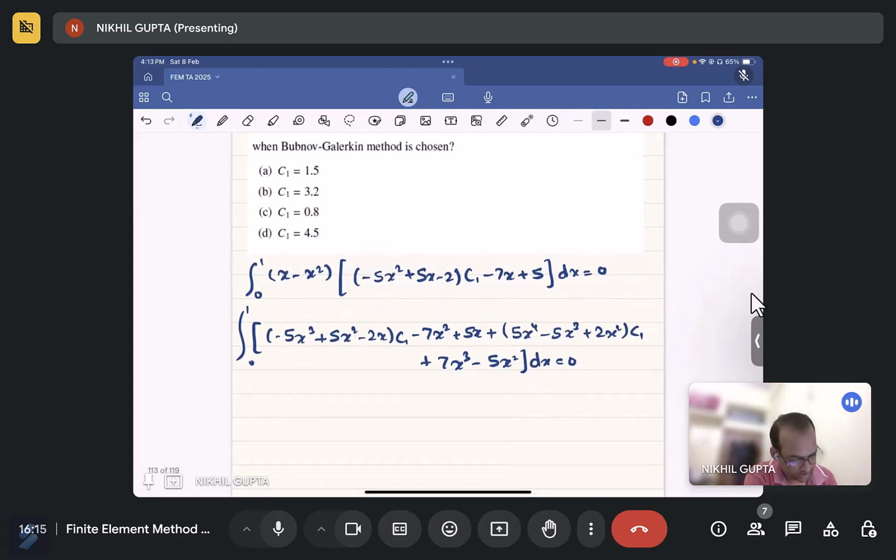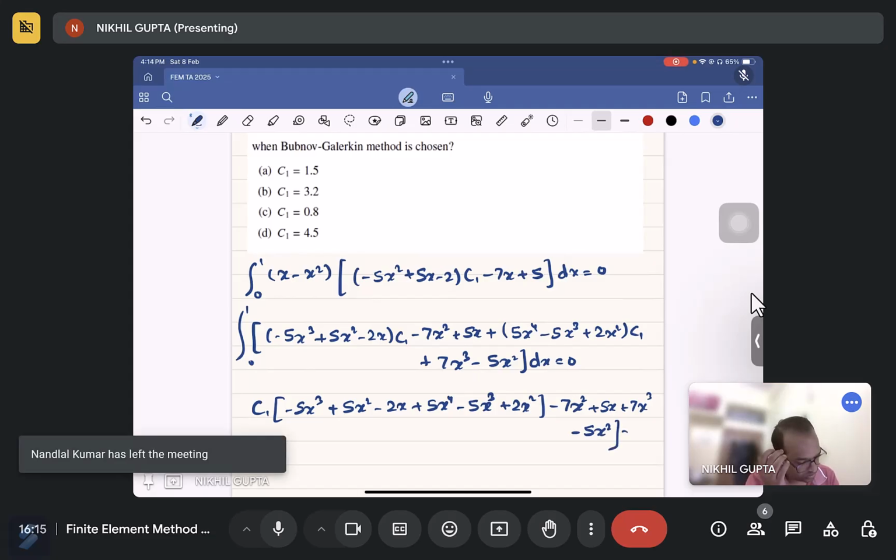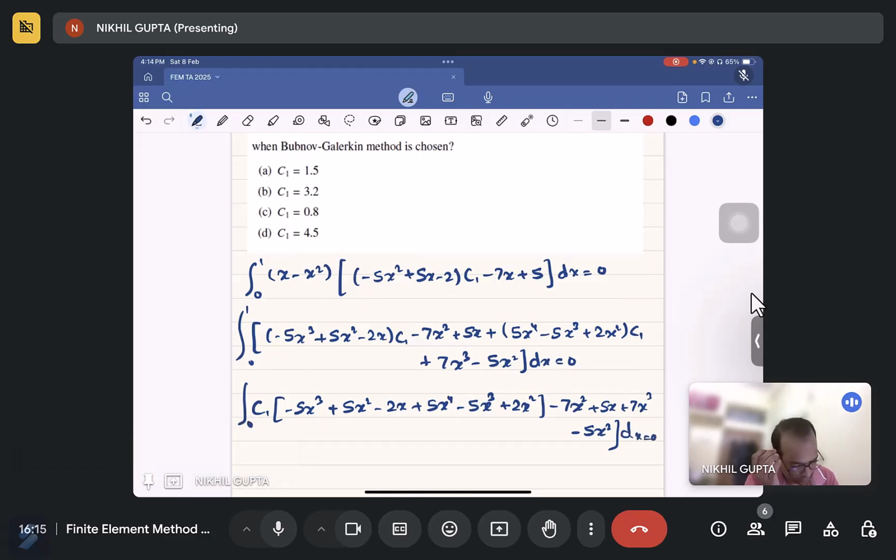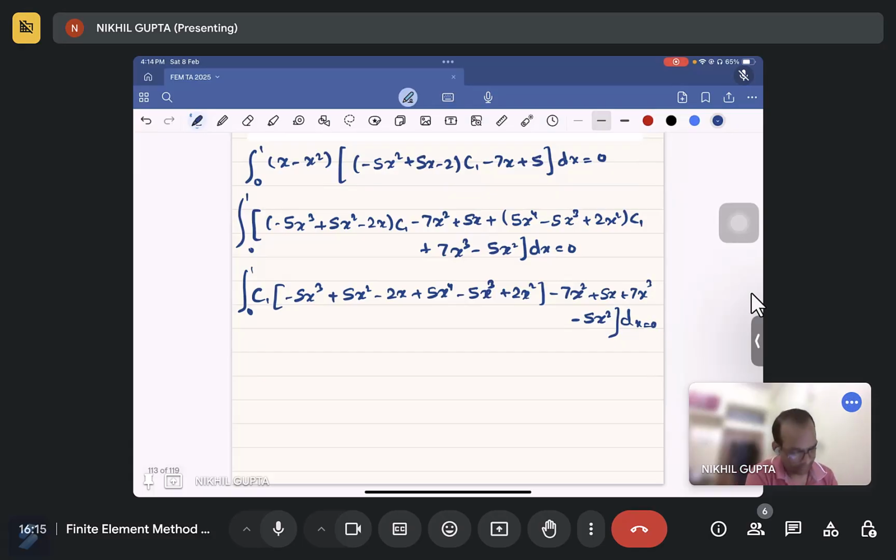Okay, let's just take C1 as common. What we'll get is minus 5x cube plus 5x square minus 2x plus 5x power 4 minus 5x cube plus 2x square, then minus 7x square plus 5x plus 7x cube minus 5x square, dx equal to 0 from 0 to 1.